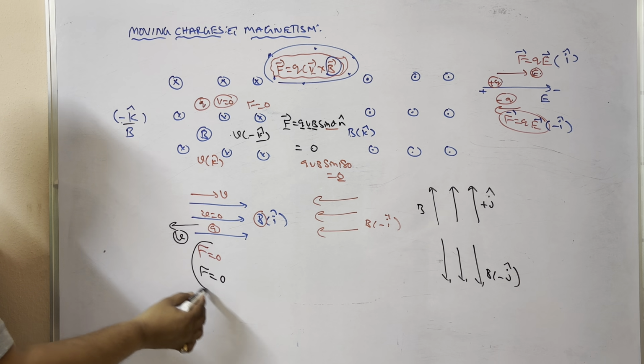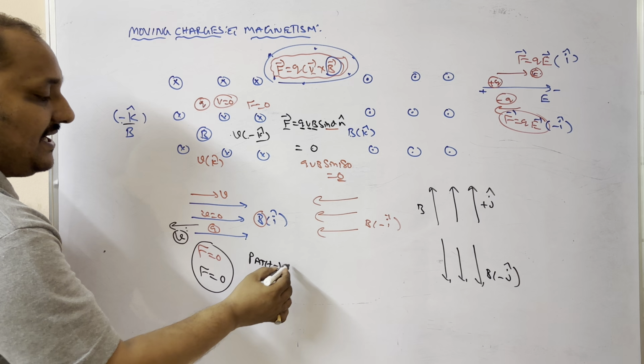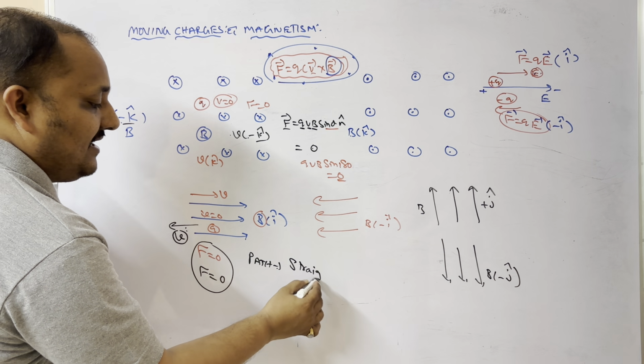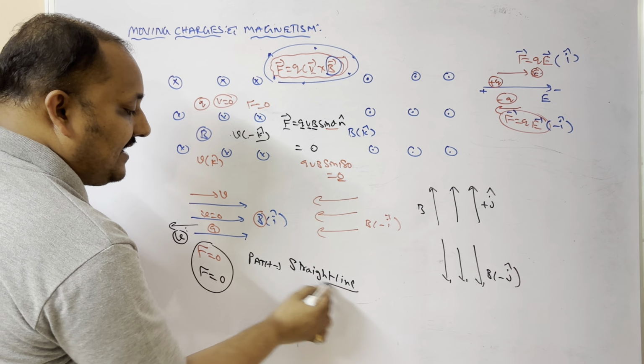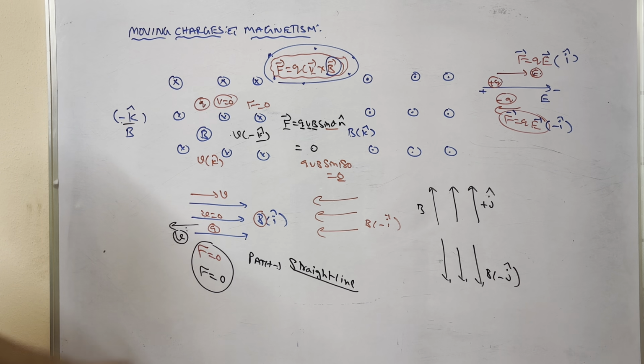Now, what is the path followed by this charge? If they ask what is the path followed by the charge, it is going to be a straight line. Straight line means it will continue in its direction because the external force is going to be 0.